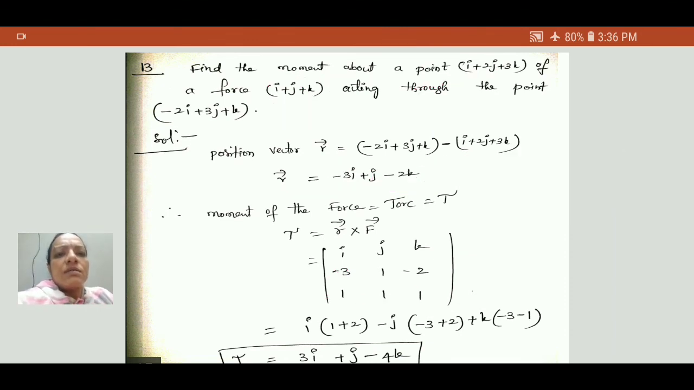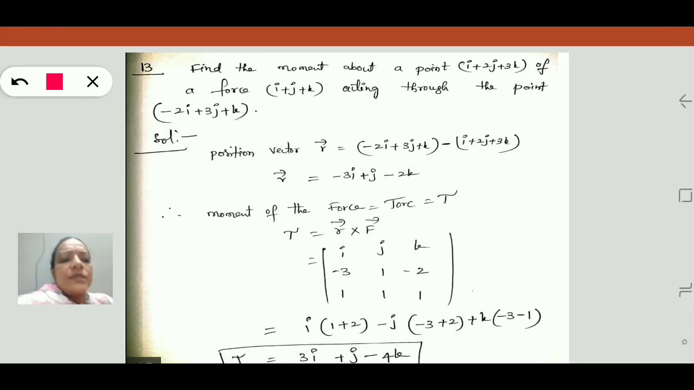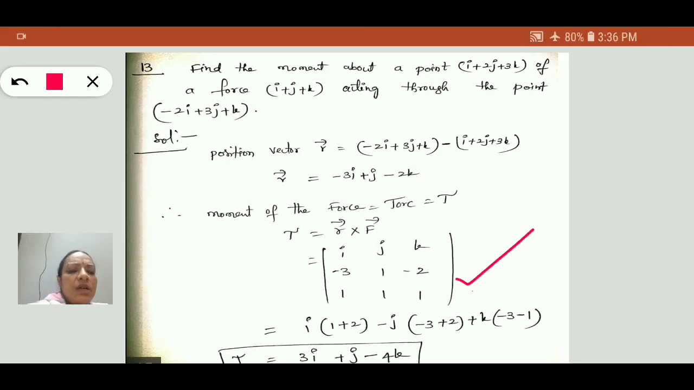So this is the moment or torque. Calculate the determinant: i into (1 plus 2), similarly minus j into (minus 3 plus 2), plus k into (minus 3 minus 1). Simplify, and tau is equal to 3i plus j minus 4k.